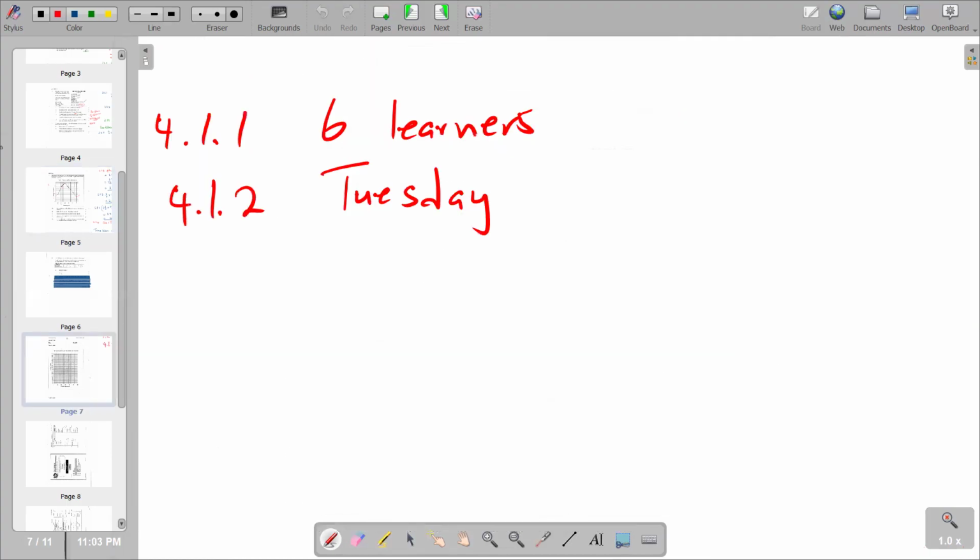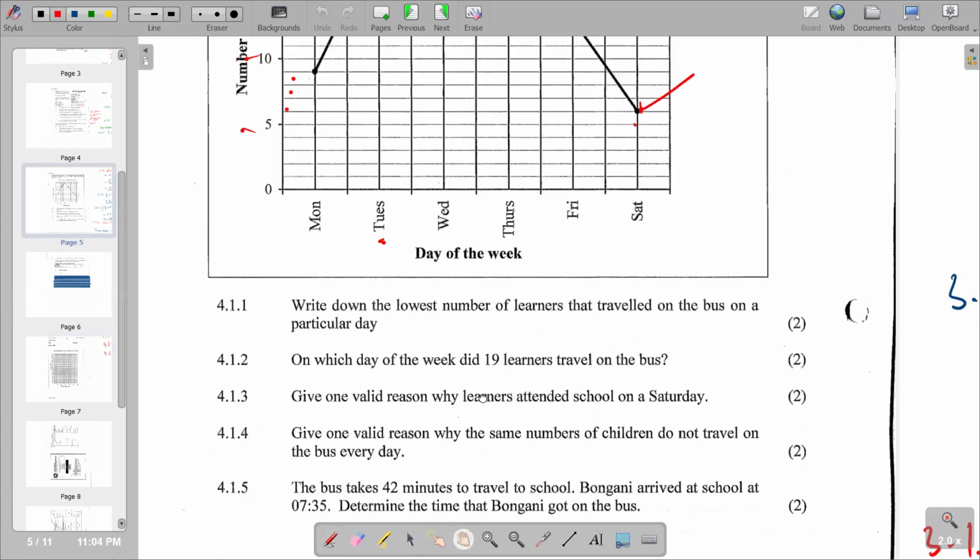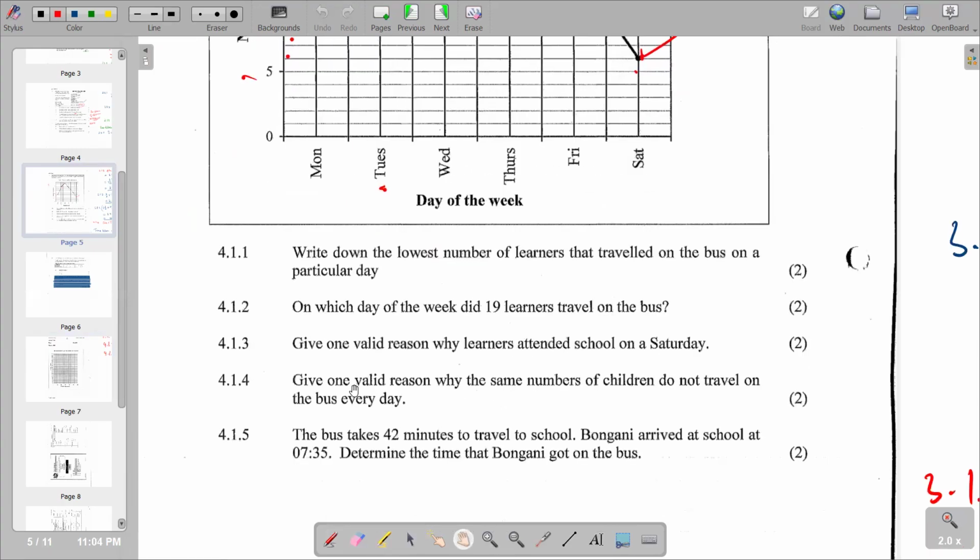So in our section, we are saying extra lessons. We've got other reasons that we can include. It might be because there is a parents meeting. We can also put maybe it's a sport that is taking place in the school. Those are some of the reasons that are correct. Then we go to the next question.